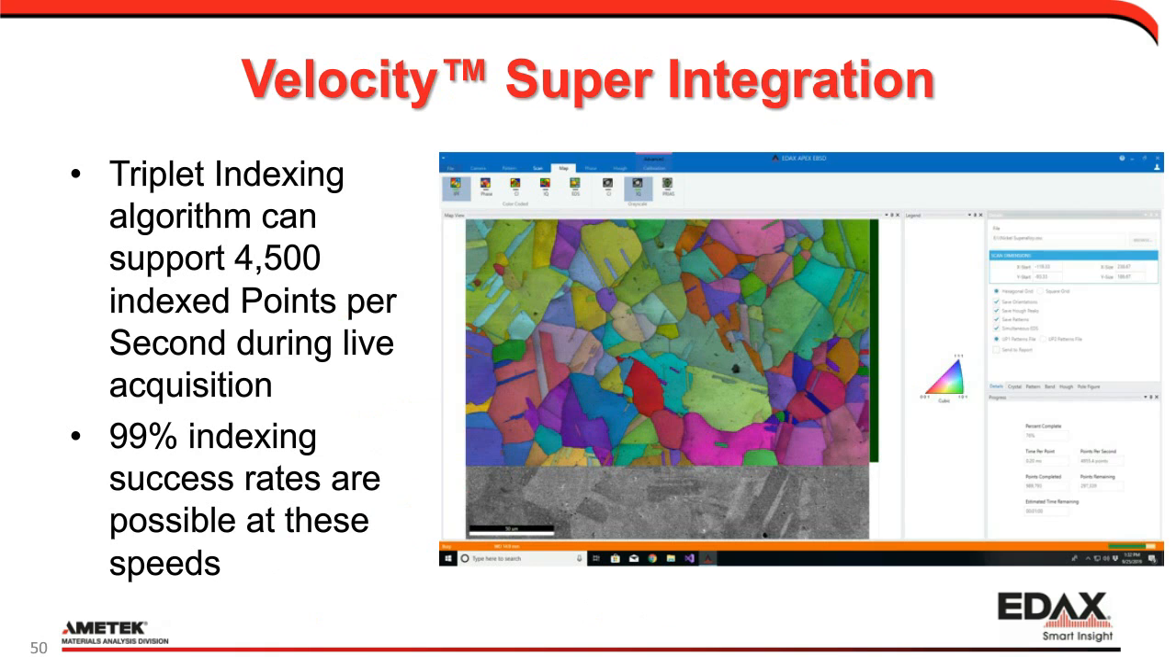And again, this is important because we're integrating this with our Velocity Super detector that runs at speeds up to or greater than 4,500 index points per second. And at these speeds, we can get 99% indexing success rates. By that, we're defining the points with a high confidence index from the sample. So we get performance, we get speed out of the indexing engine.